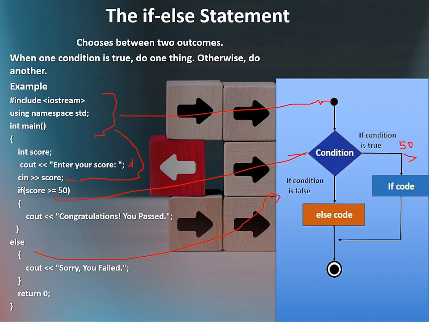So let's say something like this. It will go back and check if the value is 50 or less than 50. When it is less than 50, it will print the else condition. That is when it says "Sorry, you failed."